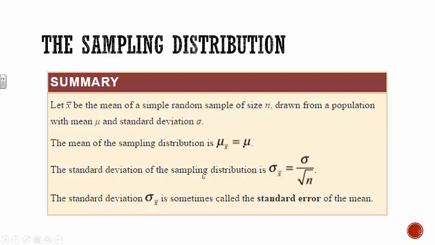If I'm looking for the standard deviation of the sample means, the standard deviation of the sample means equals the standard deviation of the population over the square root of n, where n is your sample size. Keep in mind that your standard deviation is also sometimes called your standard error.